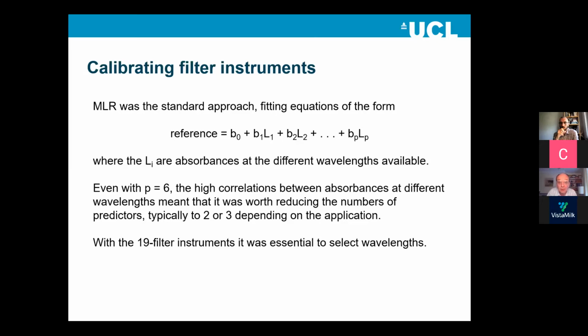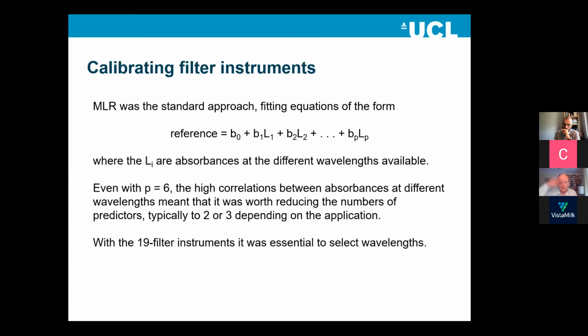And obviously multiple regression works all right when you've got 30 or 40 observations and only six predictors. But even then, one of the problems with NIR data, as anybody who's worked with it will know, is that there are very strong correlations between the absorbances at different wavelengths. And particularly if you're doing reflectance spectroscopy, where the surface, the particle size, the texture of the sample will cause the whole spectrum to move up and down and induce very, very strong correlations.